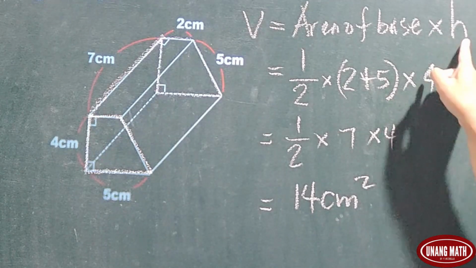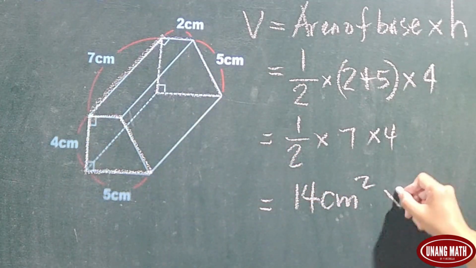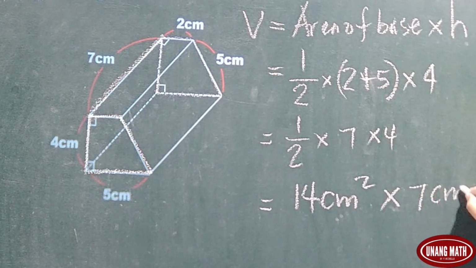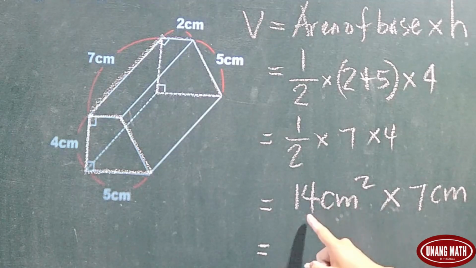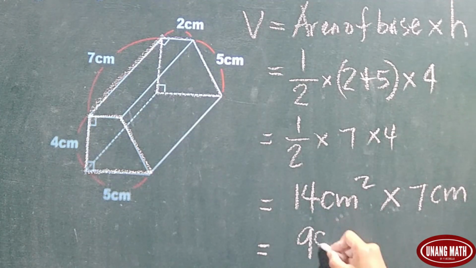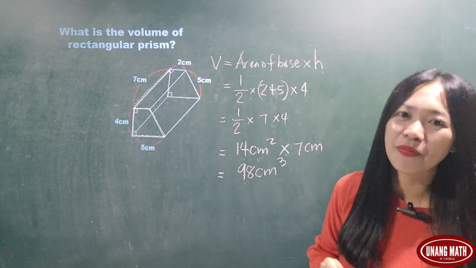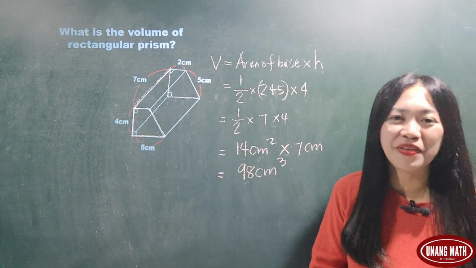Okay, we have to multiply this by the height of this prism, and that is 7 centimeters. So times 7 centimeters. So 14 times 7 would be equal to 98. So 98 cubic centimeters. So this is the volume of this prism.